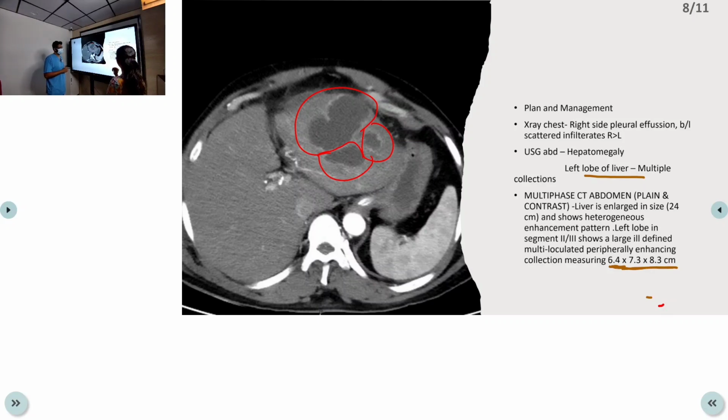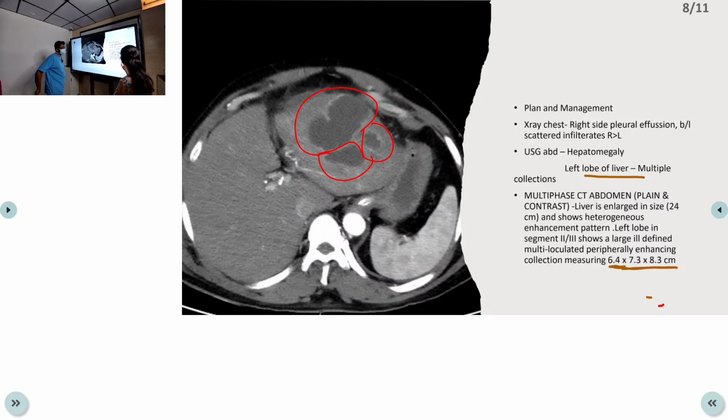Does the management vary according to size? Yes, according to size, the management varies. If the size is more than 7 centimeter, surgical drainage of the lobe is advised. And also, if it is in the left lobe, there is a high chance it can rupture. So surgical drainage is the most advised form for the same.